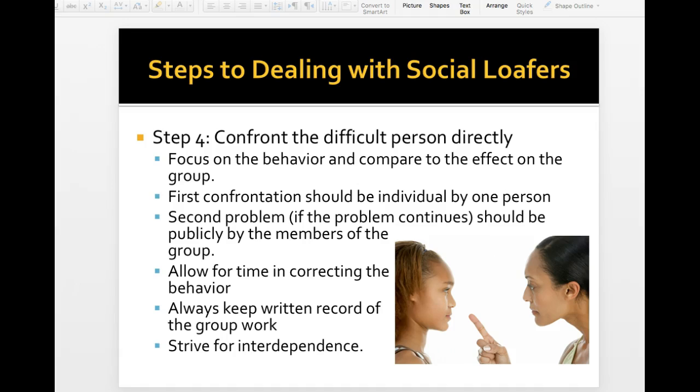You can confront the person directly and focus on their behavior and explain how it's really impacting the group. It should be individual. In no way should the entire group go speak to the social loafer. They'll feel ganged up on and will shut down. So it should be one-on-one, addressed by one person. If it continues after a certain amount of time, keep a record, but you can always report to a higher authority like a boss or a teacher and know that there'll be consequences there.